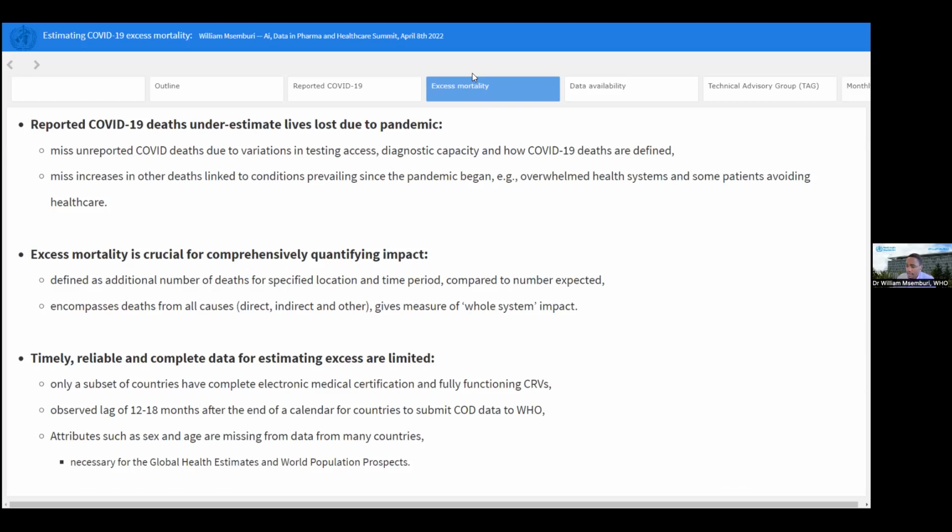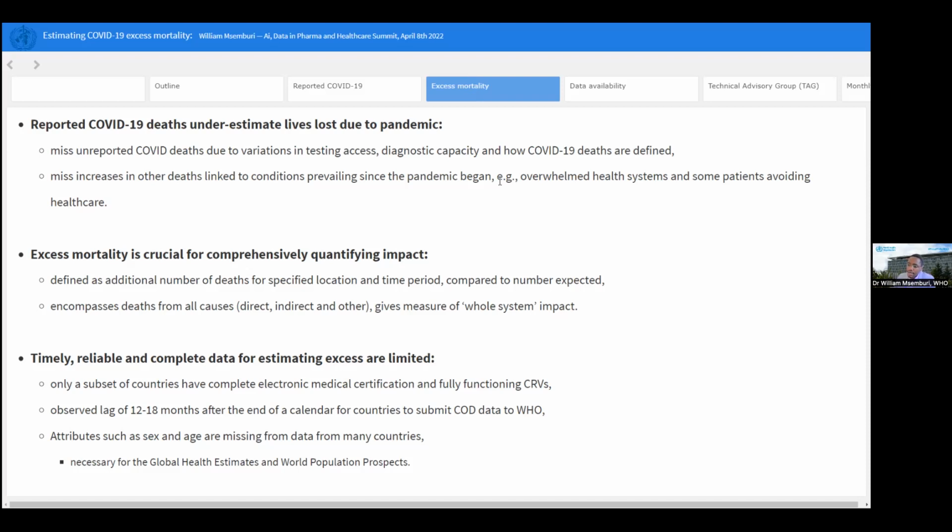So when we talk about excess mortality, this is simply defined as the number of additional deaths for a specified location and time period if you compare those that are occurring to those that were expected to occur in the absence of the pandemic. So we have the expected deaths in the absence of the pandemic, and then we have those that are actually occurring. And the difference between those two are excess deaths. And we're talking about all-cause deaths in this case.